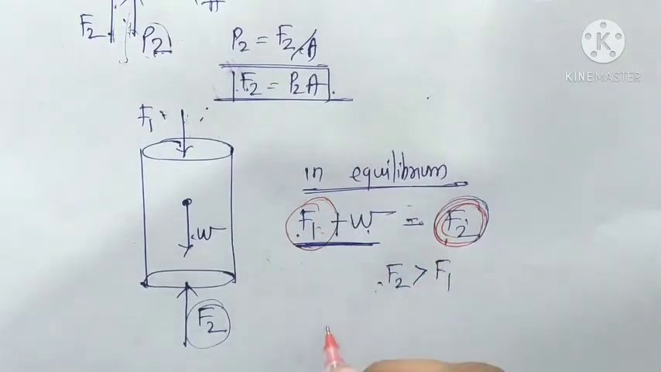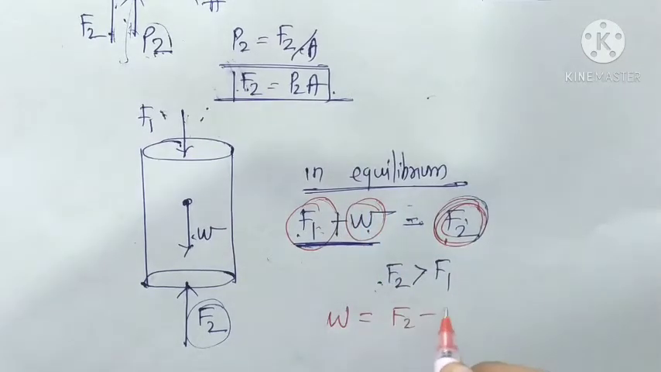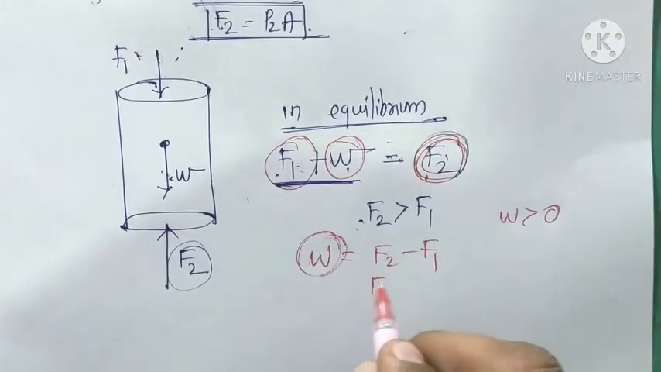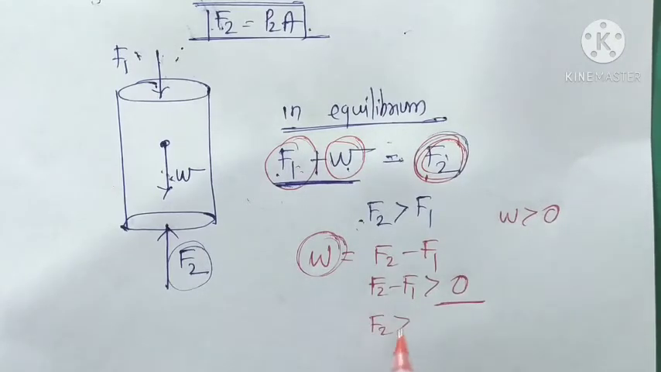I mean W is equal to F2 minus F1, and the weight of this body is always greater than 0. So F2 minus F1 must be greater than 0. It means that F2 is greater than F1 here.